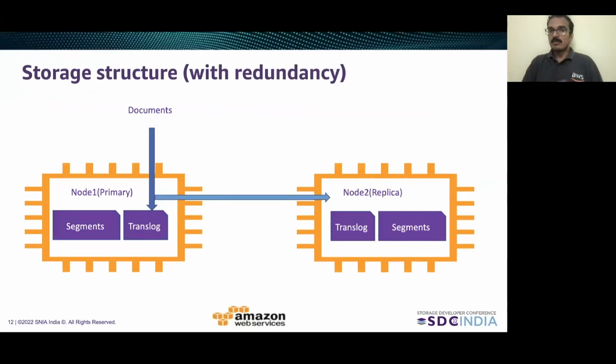Let's also throw in the durability angle and the redundancy angle. One machine is not enough. So the segments and translog also get copied to the replica node. It can be more than one, as I mentioned earlier. So the documents get written to one node, to the translog and segments, and the documents also get sent from that coordinator node to the other node, which we call the replica node. And again, the indexing happens. The creation of the segments is what is called indexing. That happens on the replica node as well for durability and redundancy.